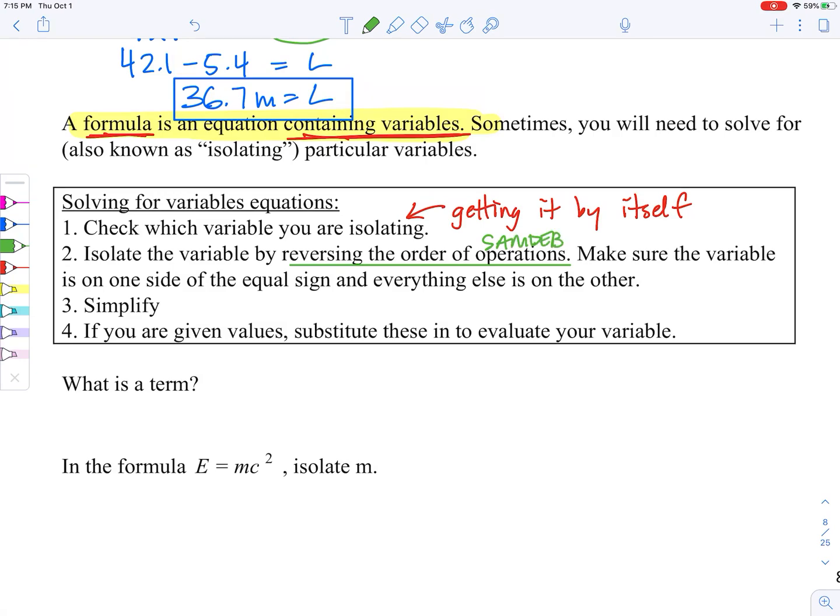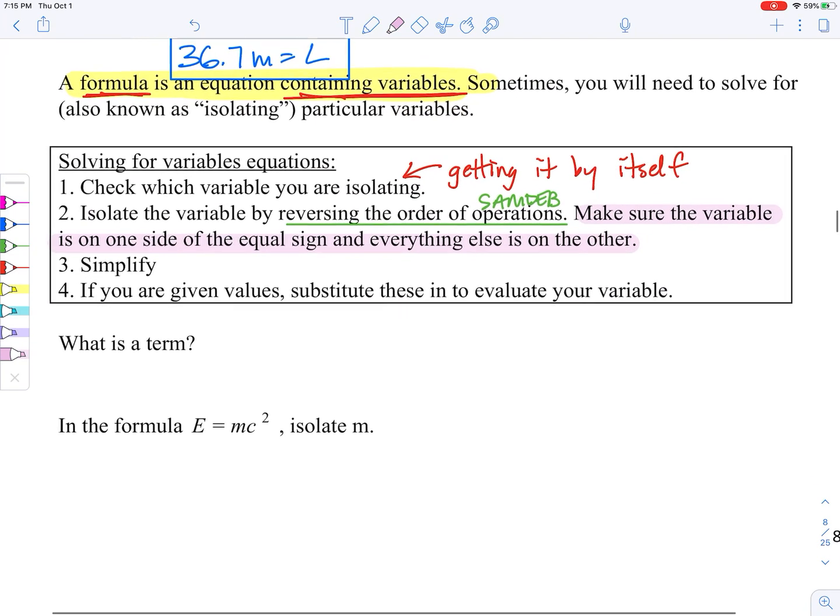Make sure the variable is on one side of the equal sign and everything else is on the other. That was supposed to be highlighting. Make sure the variable is on one side of the equal sign and everything else is on the other. Then we will simplify, and if we're given values, we'll substitute them in.